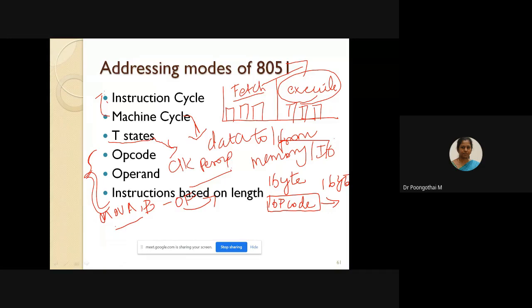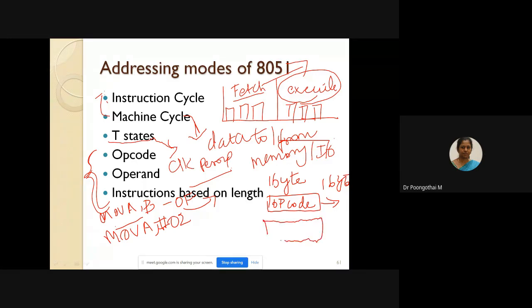Suppose 2 byte instruction, example, MOV A, #02. It requires 2 bytes of memory location. One is for opcode, another one is for your 8-bit data. So 1 byte for opcode, 1 byte for your data, totally 2 bytes of memory location.